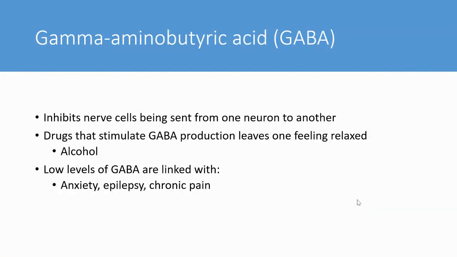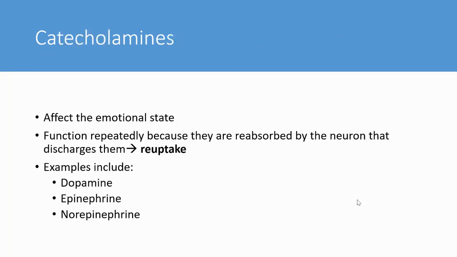GABA, gamma-aminobutyric acid, inhibits nerve cells being sent from one neuron to another. Drugs that stimulate GABA production leave one feeling relaxed. And so an example of this is alcohol. GHB is also a drug that stimulates GABA production. And then having low levels of GABA is also linked with anxiety, epilepsy, and chronic pain.